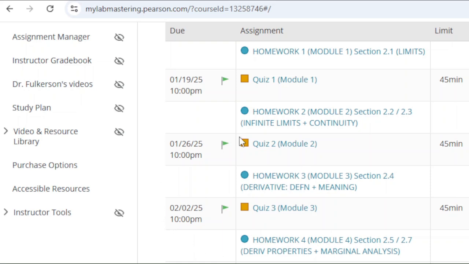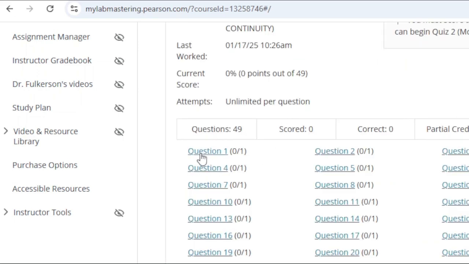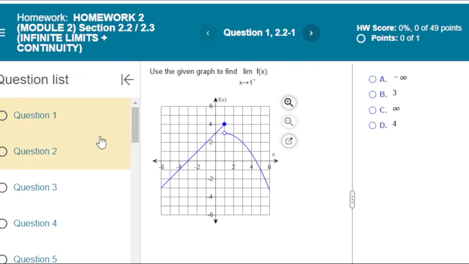All right, we're in MyMathLab here. We're going to look at homework 2, which is on infinite limits, limits at infinity, and continuity. So let's begin by looking at a few questions.